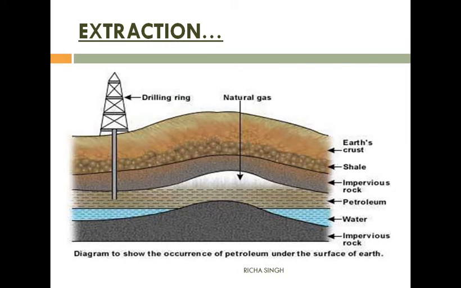Next is extraction. How is petroleum extracted from the earth? Through the drilling rig, holes are drilled in the earth's crust and then pipes are inserted until they reach the level of petroleum. You can see here, this is the drilling rig, and through this the pipe is laid down. And this is the layer of petroleum. Then crude oil starts coming out due to high internal pressure, which is created by gas. So first the gas comes out and then the petroleum reaches the surface of the earth.